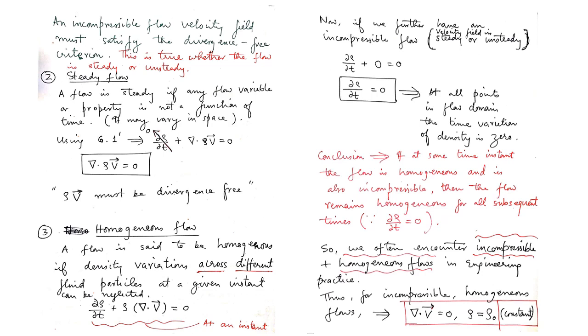And if the flow was also incompressible, then there will be no change in time, because del rho del t at all points will be 0. So it means that there is no change in density from that initial state with time. So essentially, if at some time instant the flow is homogeneous and also incompressible, then the flow remains homogeneous for all subsequent times. Of course, assuming that it is always incompressible.